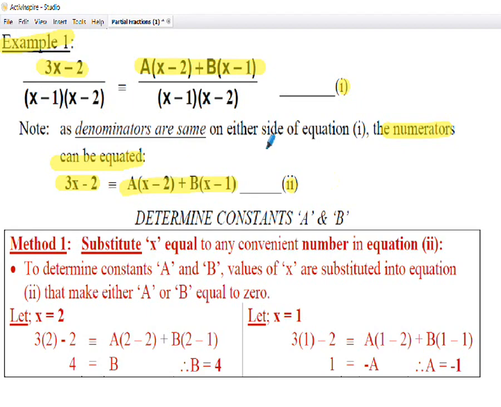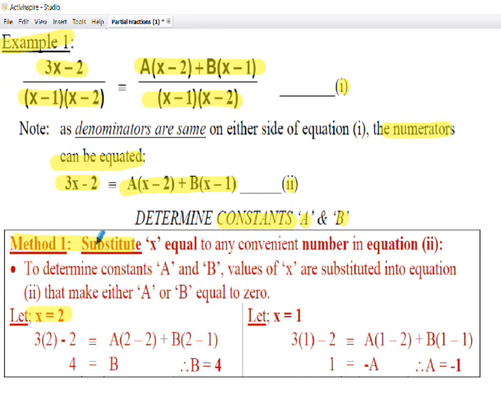But please note, you can only equate the numerators when the denominators on both sides of the equation are the same. So in equation 1, the denominators are the same on both sides, so I can equate the numerators. I'm now going to solve for my constants A and B. I'm going to use method 1, which is substitution. With this method, we simply say to ourselves, looking at the brackets on the right hand side of equation 2, what value do I make x to make the bracket associated with the A go to 0? Well, I need to make x equal to 2.